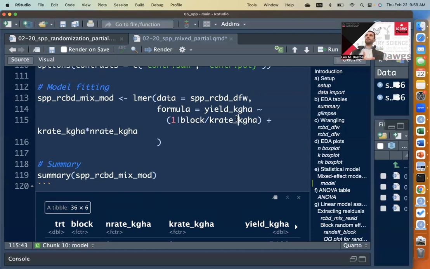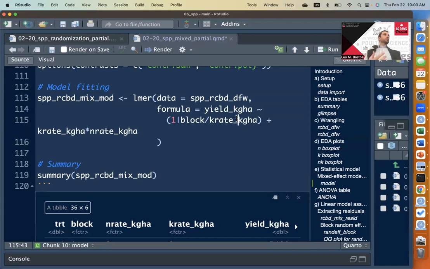So Ujjwal is asking, what happens if we have one more split? Let's say in our case here, just to give some context, we had potassium rate as whole plots, nitrogen as split plots, and maybe variety as the split-split plots. So we would have another column in this data set that would be variety, that we would also have to randomize within the split plots. So we would randomize first the whole plots to blocks, split plots to whole plots, and then split-split plots to the split plots. So there's all that nesting in the randomization.